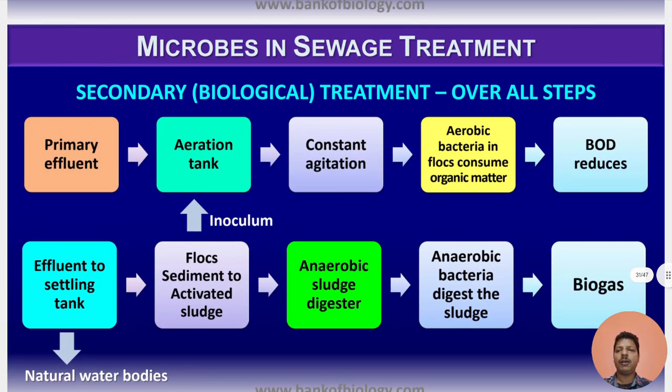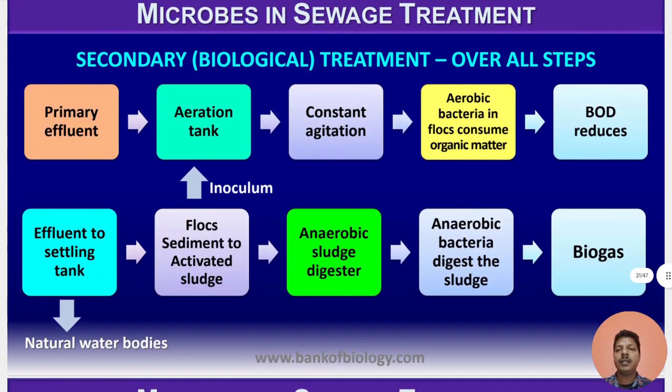Then here is the overall step. Primary effluent goes to the aeration tank, then constant agitation, then aerobic bacteria in flocks consume organic matter, then BOD reduces. Here you can see the effluent goes to the settling tank, then flocks are sedimented to activated sludge, then to the anaerobic sludge digester, where anaerobic bacteria digest the sludge, biogas is formed, and the effluent goes to the natural water bodies.